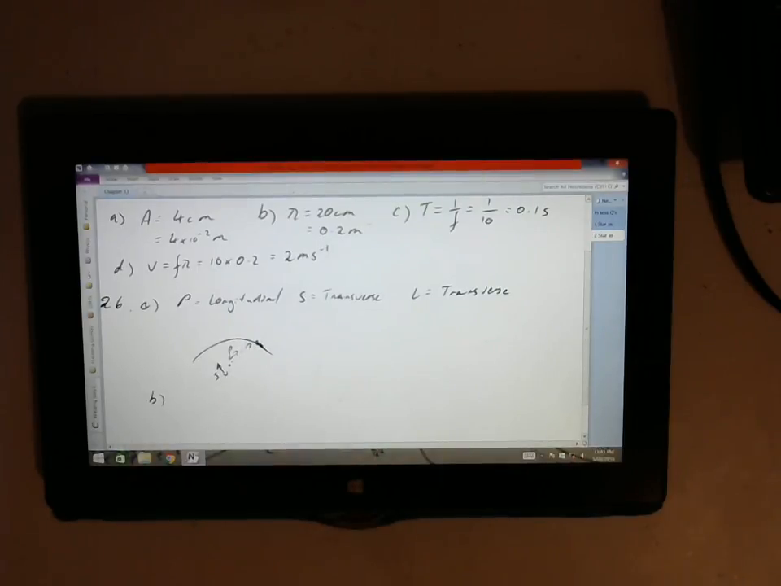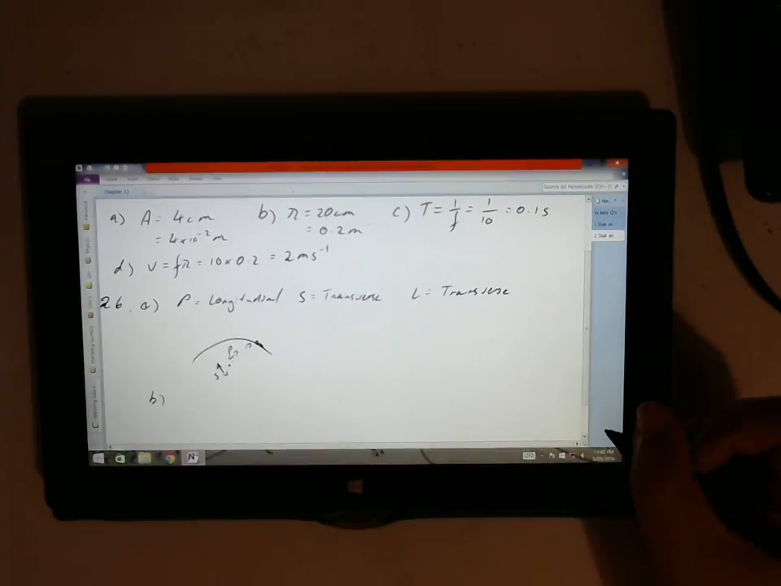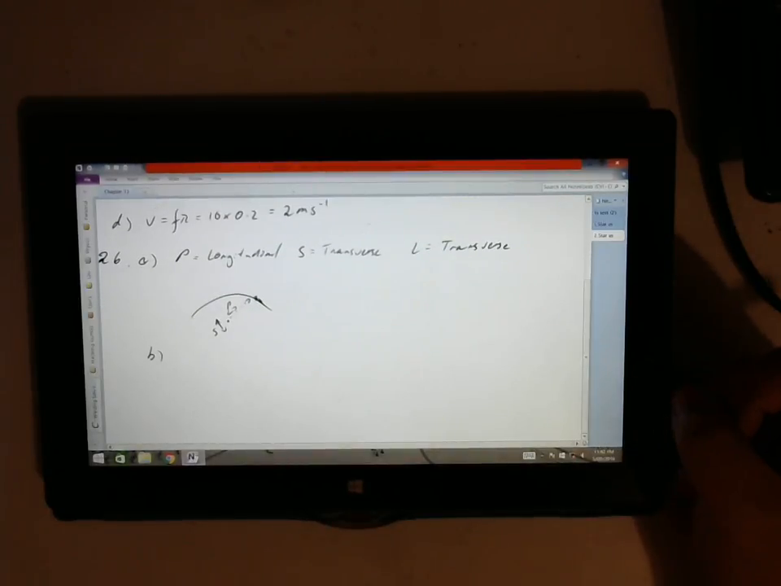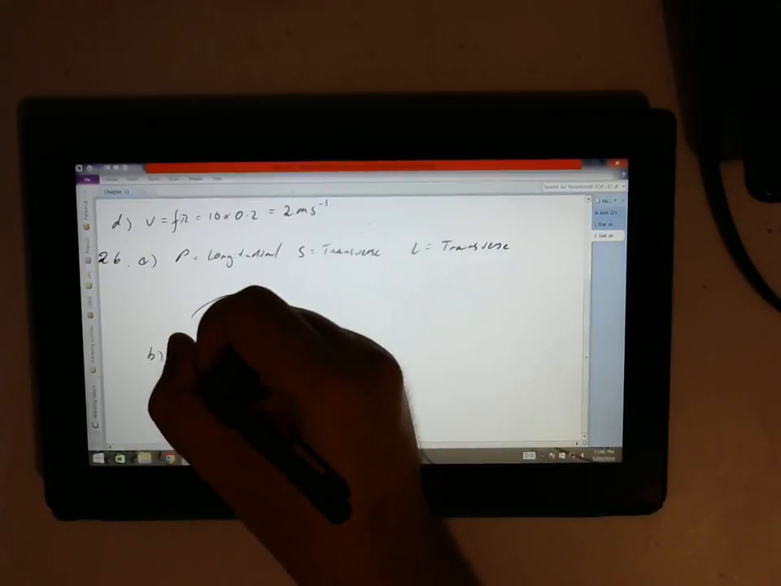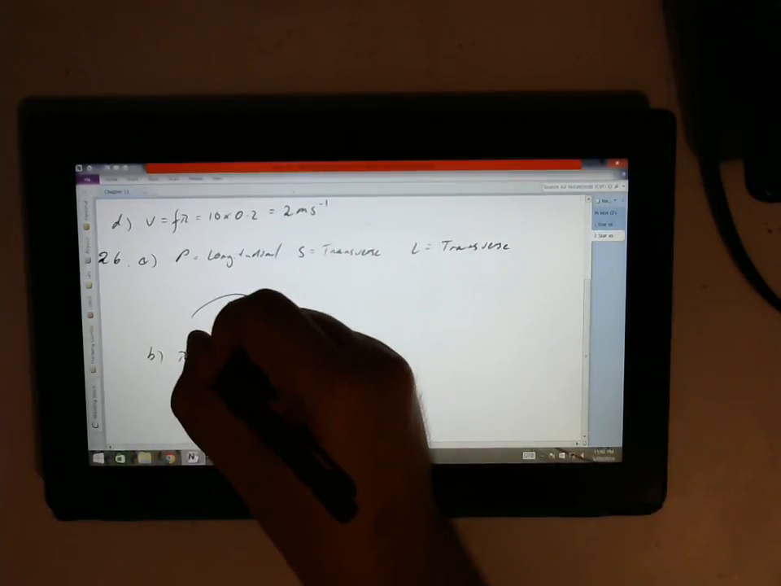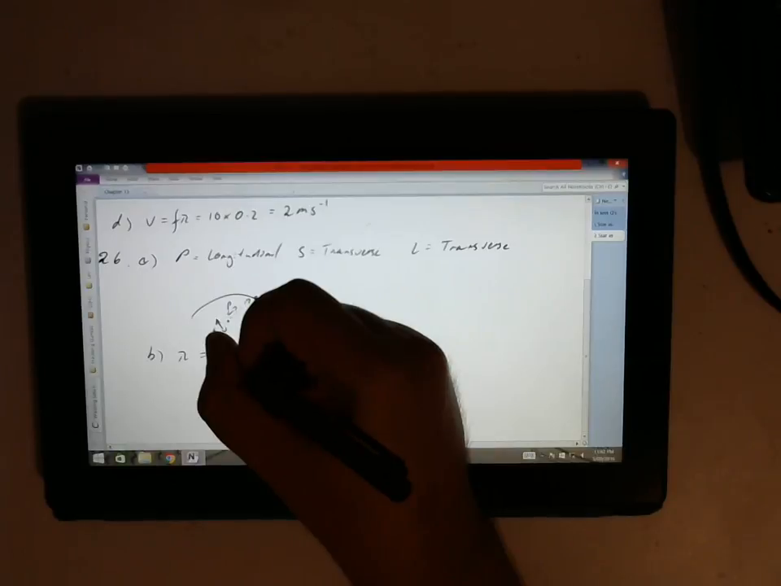Alright, now the second half of this question, we got a bit of math instead now. So we were told earthquake waves have a wavelength of 10 meters and a speed of 3 kilometers per second. So let's categorize that. Wavelength, lambda equals 10 meters.